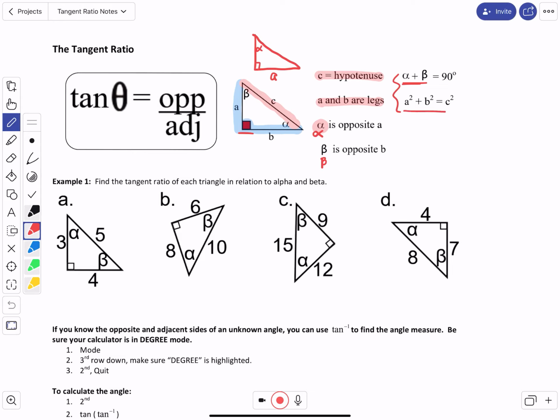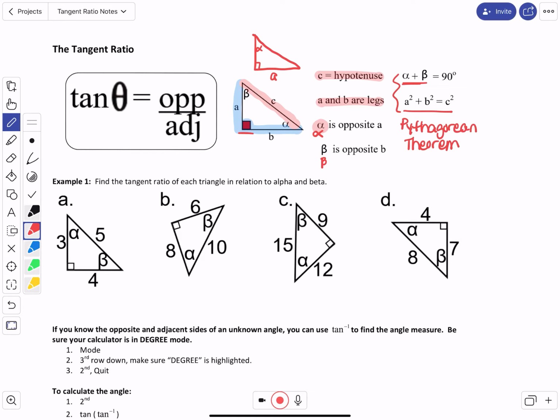And then this right here, a squared plus b squared equals c squared, that is the Pythagorean theorem that you've already learned about in the past. Okay, now let's talk about tangent ratios. I love trig, and I love our sine, cosine, and tangent ratios, and you're going to learn about sine and cosine tomorrow. So tangent is opposite over adjacent.